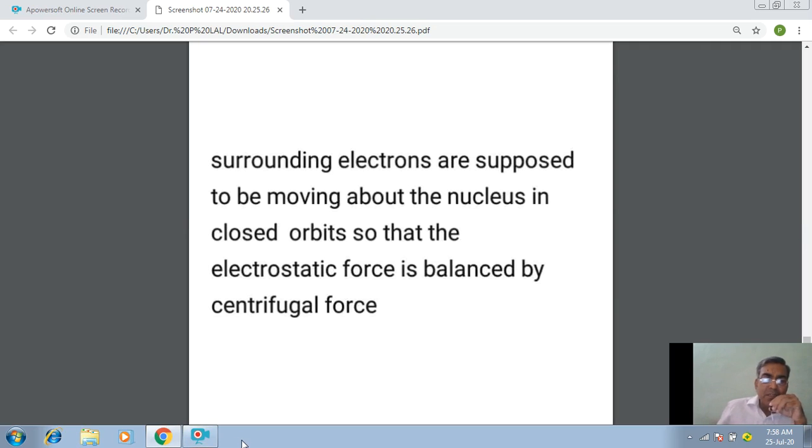That's all in today's lecture. In the next lecture we will discuss the properties of the nucleus, that is the radius or size of the nucleus, the density of the nucleus, and so on.